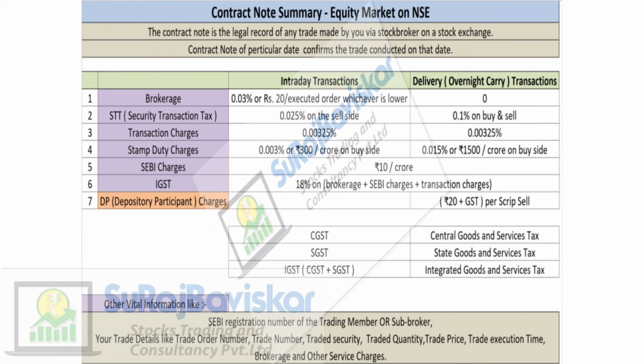Moving on to transaction charges. Transaction charges for both intraday and delivery are the same, that is 0.00325% of total turnover. It is fixed irrespective of whether you are doing intraday trading on equity or delivery trading on equity. Next is stamp duty charges.